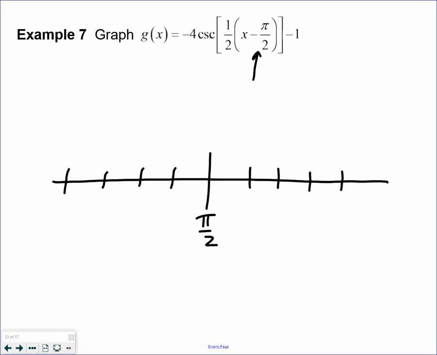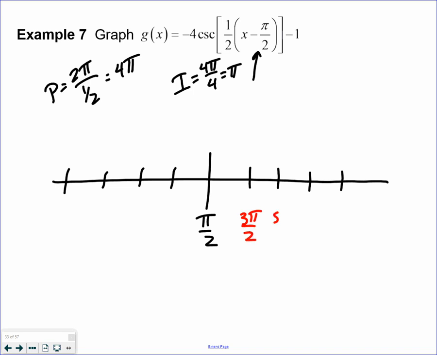Period length is always 2 pi divided by b. So in this case, the period length is 4 pi. My increment, I take the period length and divide by 4. So every single time I'm going to add and subtract pi for each one of these increments. So if I add pi, I'm going to get 3/2 pi. If I add pi, I'm going to get 5/2 and 7/2 and 9/2.